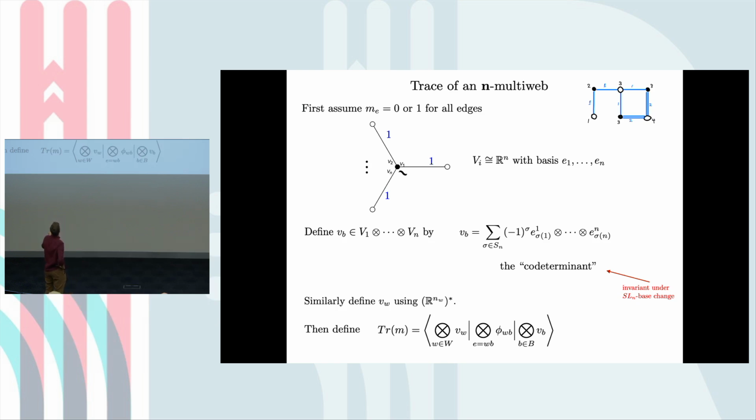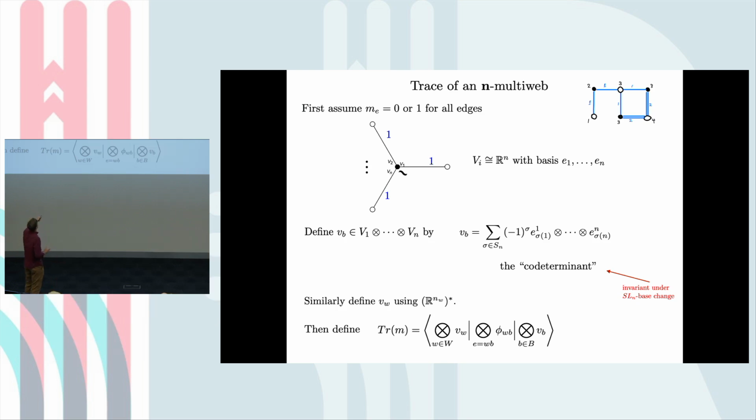But let's see, what can I say? This is essentially a representation theory kind of object. It's a Reshetikhin-Turaev invariant, if you like, but I don't want to use any kind of fancy-ish language. So let me run through it here quickly. Let's first assume that our multiweb has multiplicities only 1 or 0 at the beginning. Then I'll tell you how to do it for higher multiplicities.